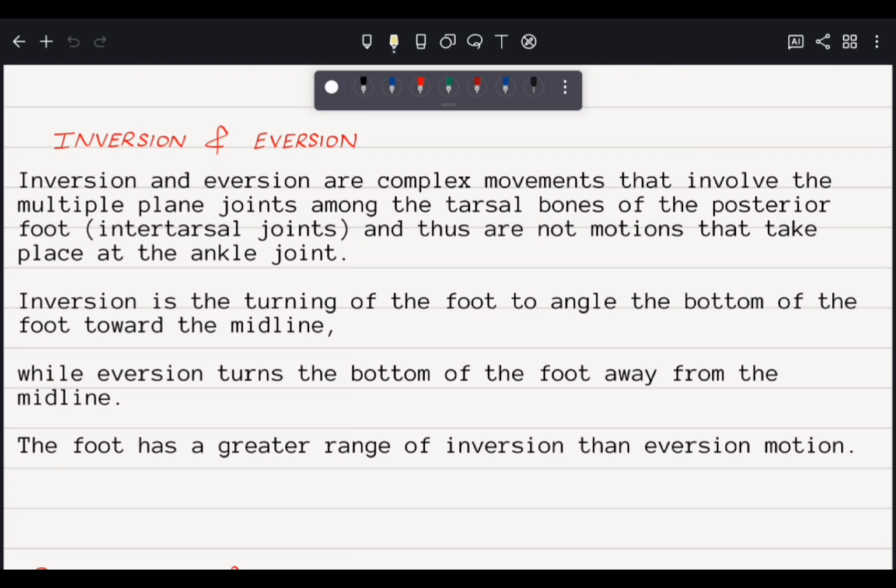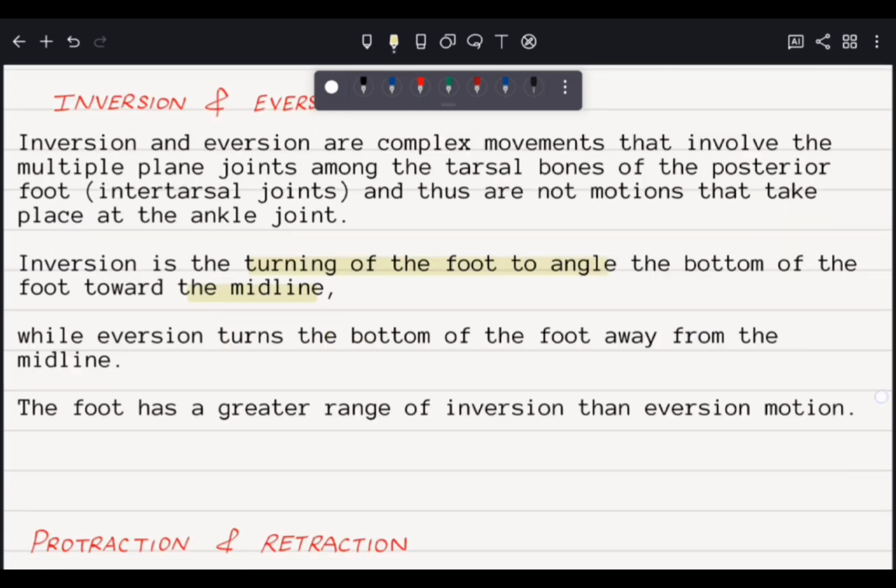Inversion is basically turning the foot to angle the bottom of the foot towards the midline, that is, inside, and eversion angles the bottom of the foot away from the midline, that is, outside. The foot has a great range of inversion and eversion motion.